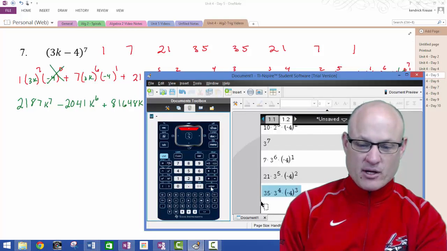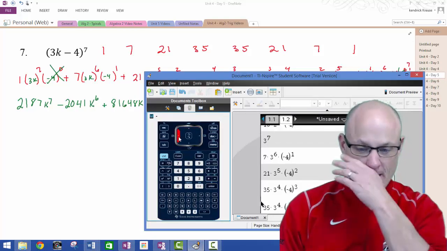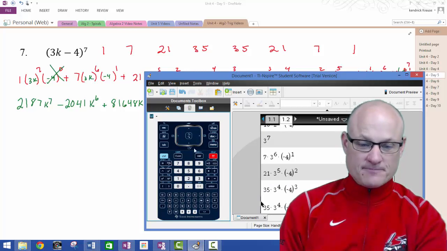I must not have been in my right mind when I created this problem. This is one of those problems I did just to annoy somebody.